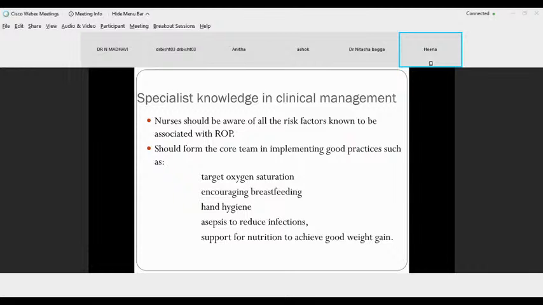First of all, as Dr. Raman and Dr. Prashant have already covered how ROP occurs, what the different risk factors are and how to prevent them, we nurses should be aware of all the risk factors known to be associated with ROP, like injudicious use of oxygen, poor weight gain, infections, and repeated blood transfusion.